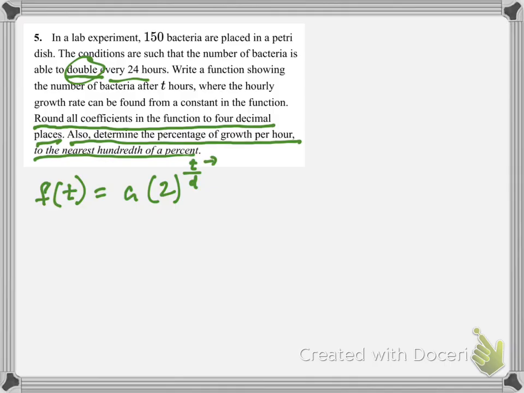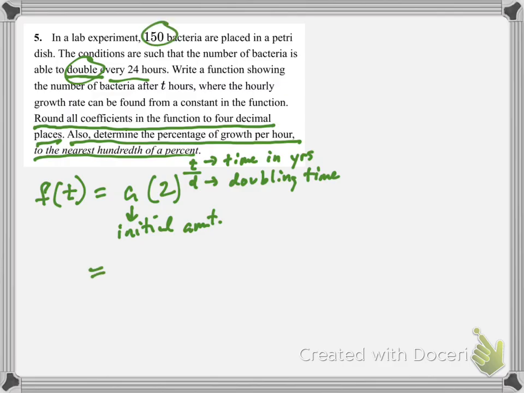Now t is the time in years. D is the doubling time. Okay? So A is the initial amount. So what's our initial amount? 150. So I have 150 times 2 to the t over, well, the doubling time is every 24 hours, so 24 goes on the bottom.